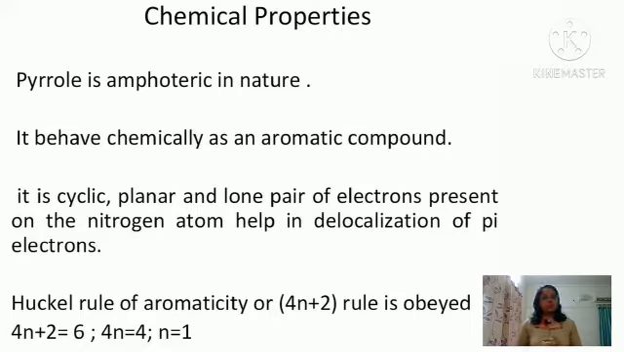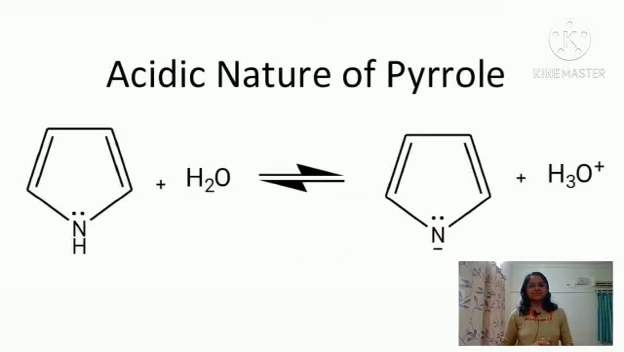from the pi bonds, that is 2 double bonds, and 2 electrons from the lone pair of electrons of the nitrogen atom. So 4n plus 2 is equal to 6 and 4n is equal to 4, and n becomes a perfect whole number. So pyrrole becomes perfectly aromatic in nature. We have already discussed that pyrrole is amphoteric in nature. That means it can act as an acid as well as a base.